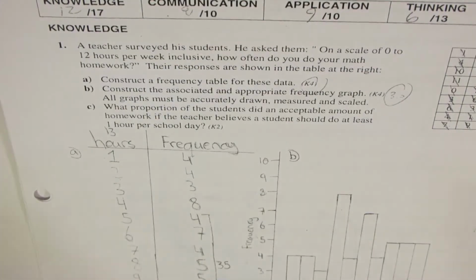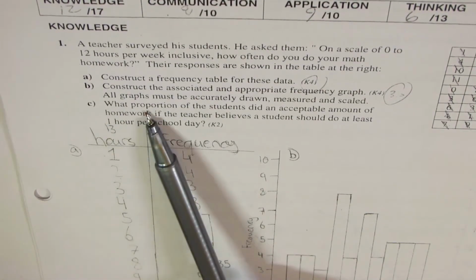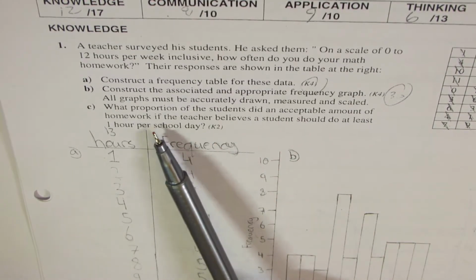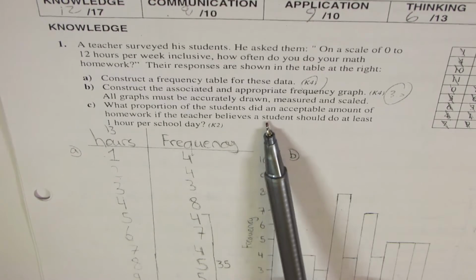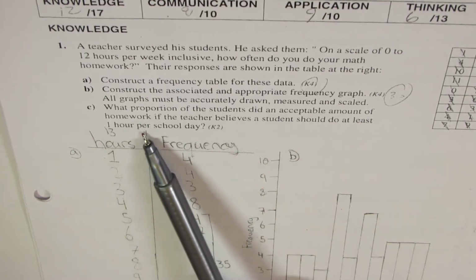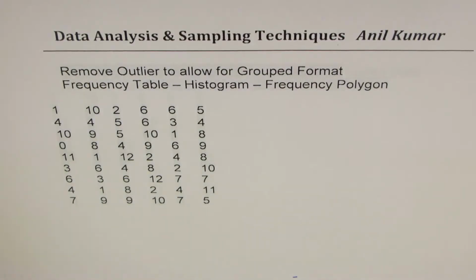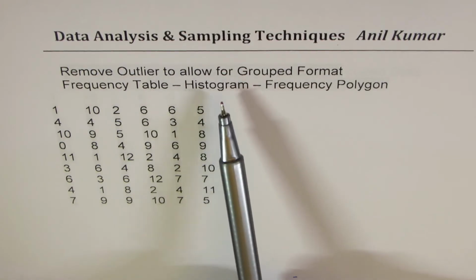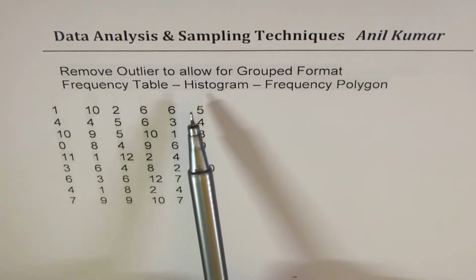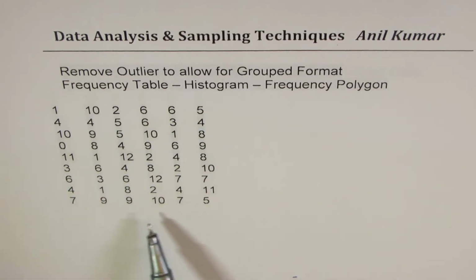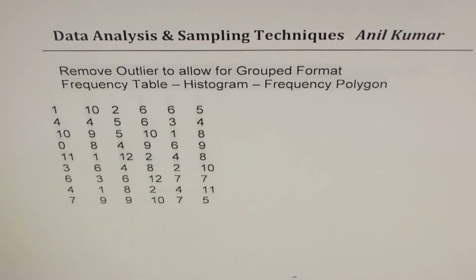Now, one portion of this was also, what portion of the students did an acceptable amount of homework if the teacher believes a student should do at least 1 hour per school day? So per week it becomes 5 hours, correct? Now what I did was that I copied the data and more or less the question here for you. And in part 2, we are discussing how to convert this discrete data into grouped data.